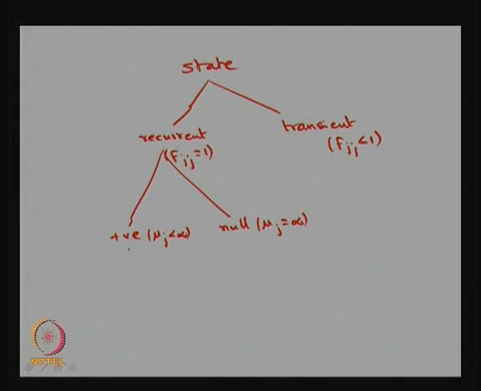Again, I can classify the positive recurrent into two. One is periodic and the other one is aperiodic. Periodic means that for the corresponding positive recurrent state, that period is greater than 1. Aperiodic means that T_j is 1. So, the aperiodic positive recurrent state is going to be called an ergodic state.